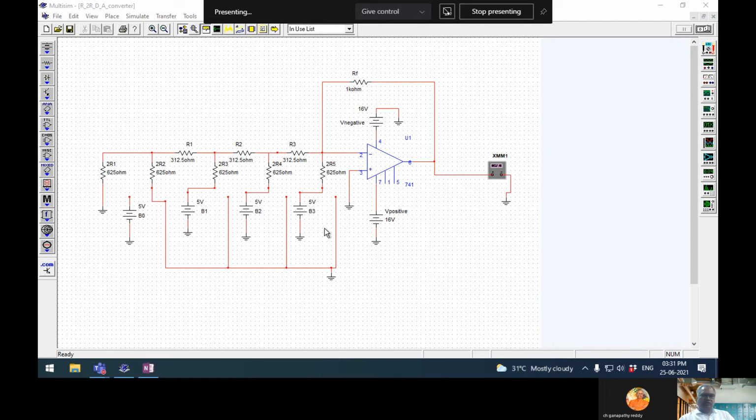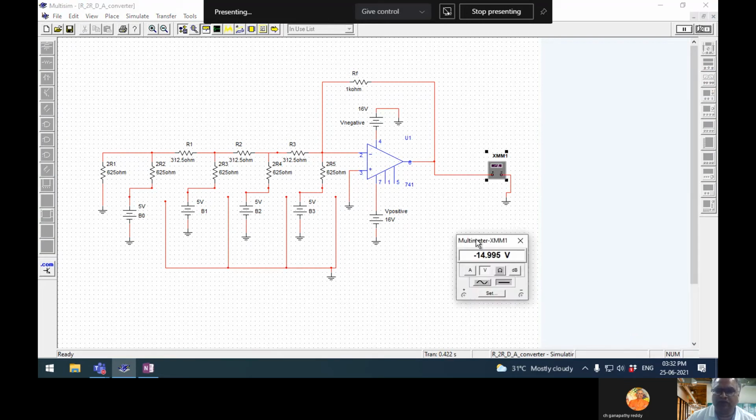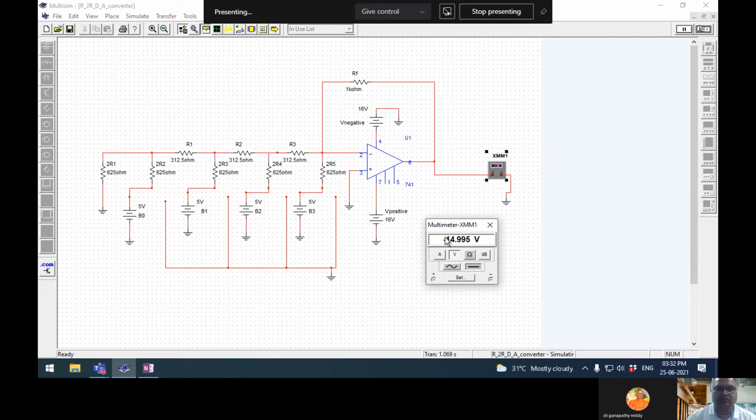So this is simple. Now if all are connected to 5 volts, 5, 5, 5, all connected to 5, meaning 1, 1, 1, 1, what is the expected voltage? 15. Let us see. So we got minus 14.995. So this is the voltage with 1, 1, 1, 1 that we are getting.